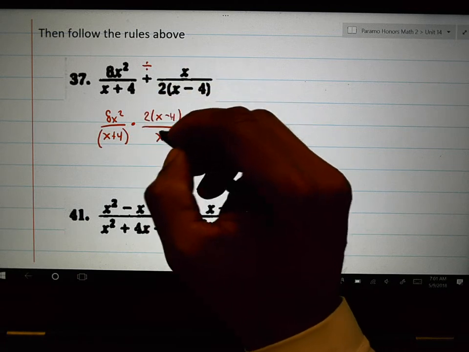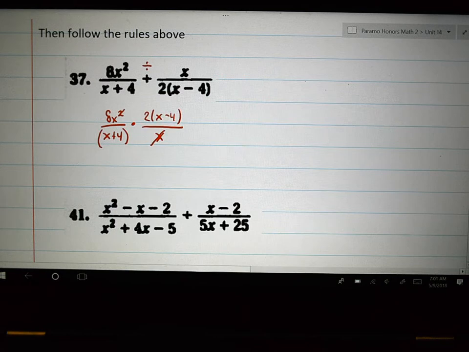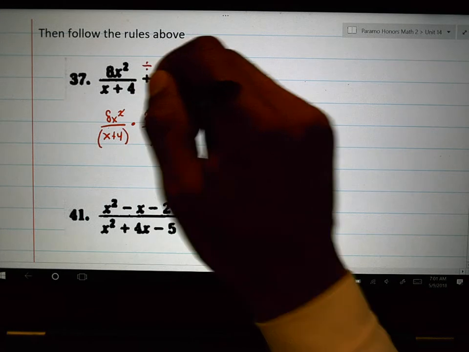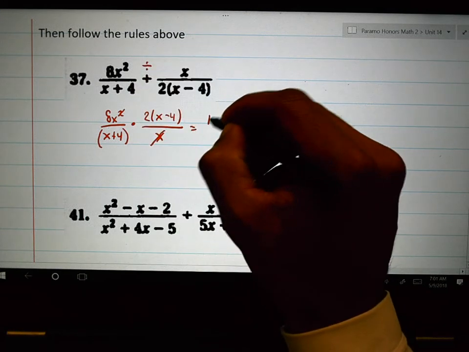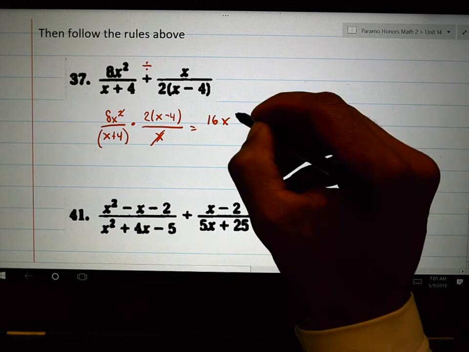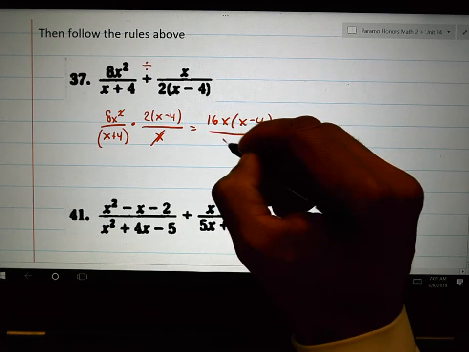Only this x and that x is what I see. I can multiply 8 times 2, which is 16x. Why do I put the x there? Because there was only one x left over. There's an x minus 4 over x plus 4.